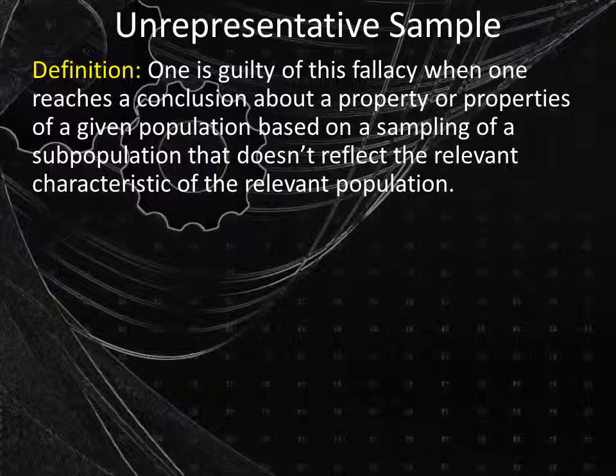Here is another kind of sampling error, the unrepresentative sample. One commits this fallacy when one reaches a conclusion about the property or properties of a given population based on a sample of a subpopulation that doesn't reflect the relevant characteristic or characteristics of the population. We already went through an example with the gumballs that you have hopefully considered. If all the cherry gumballs are sitting at the bottom and all the grape ones are sitting at the top, then even if you take a large sample, you are still likely to get all cherries and will reach the faulty conclusion that the gumball machine contains only cherry gumballs. One way to fix this would be to mix up the gumballs in the machine, or to pick them out randomly instead of using the dispenser at the bottom.